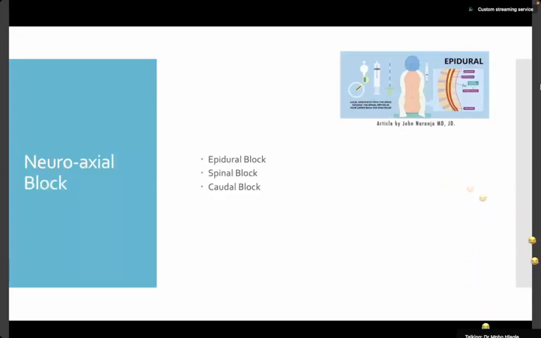Okay, so we are going to talk about neuraxial blocks. There are 3 different types of neuraxial blocks that we have: epidural block, spinal block, and caudal block. I'm not going to talk about caudal block, but just know that it's there, and we usually do it in little children.